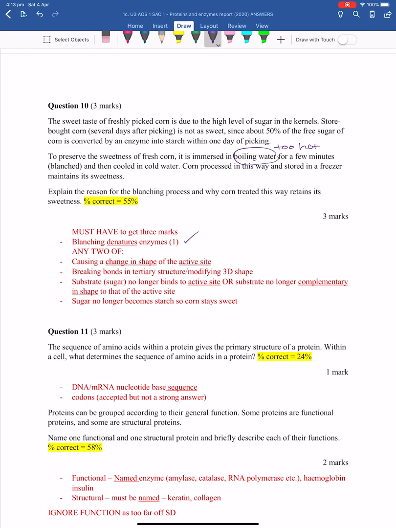So it didn't matter how many of these statements you had, these ones down here. If you didn't say denaturation, you couldn't get the 3rd one. So if you said denaturation or denatures, then you say something about changing in shape of the active site, substrate no longer binds, or changing in shape of the active site, breaking the bonds in the tertiary structure. I really wanted to see this last one, but I was happy to accept any 2 of those statements. So if the sugar is no longer becoming starch, the corn will stay sweet. That's linking it back to the context of the question.